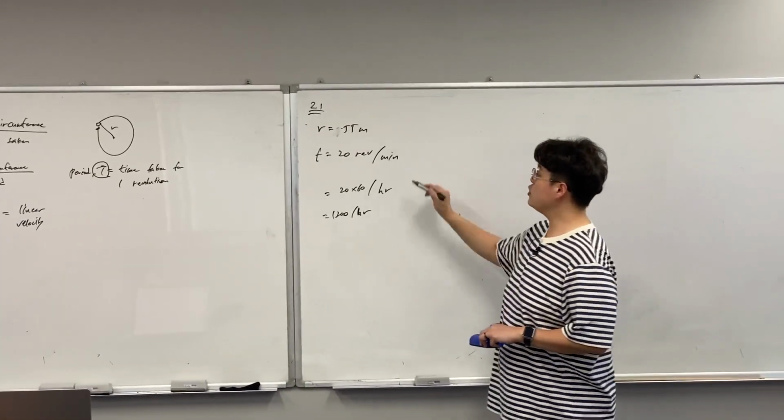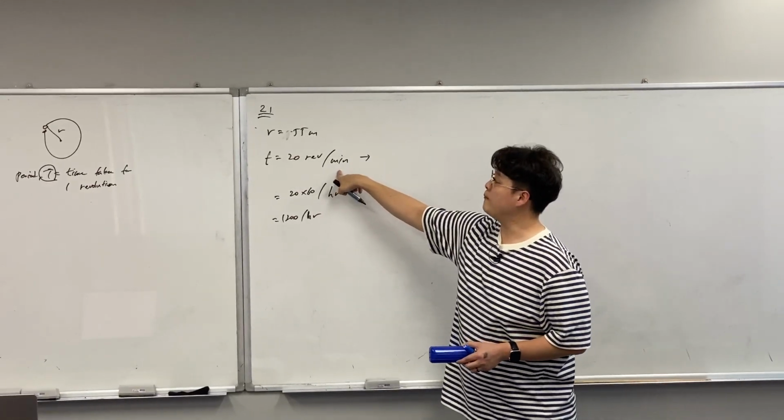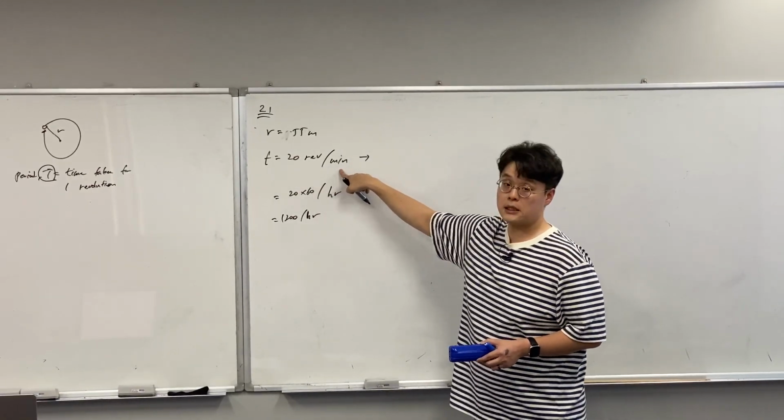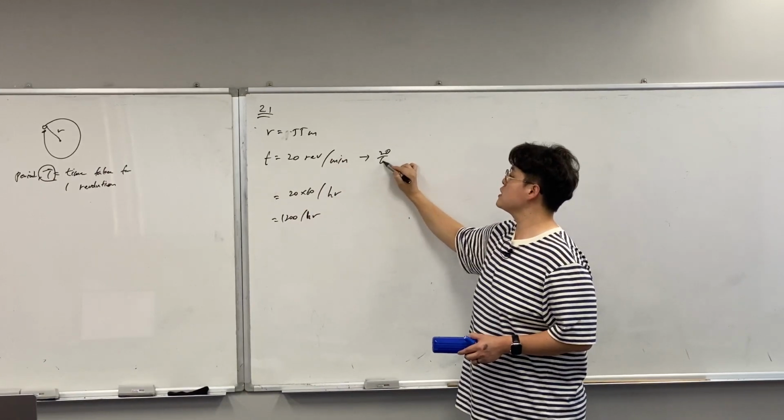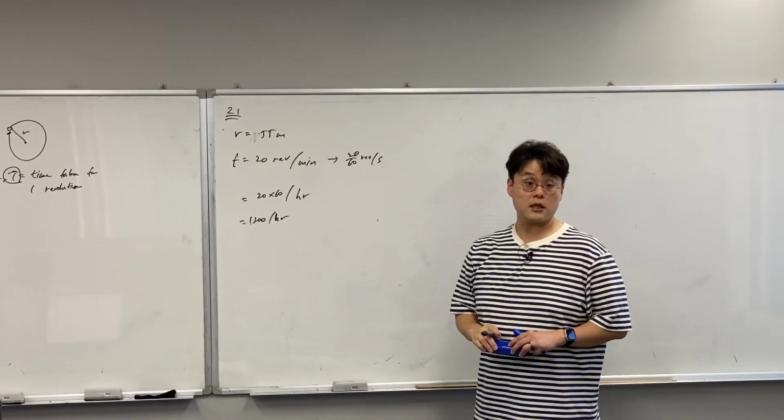Or we can even use per second. If we have 20 revolutions per minute, it means that 20 divided by 60 revolutions per second then. Does it make sense? Okay.